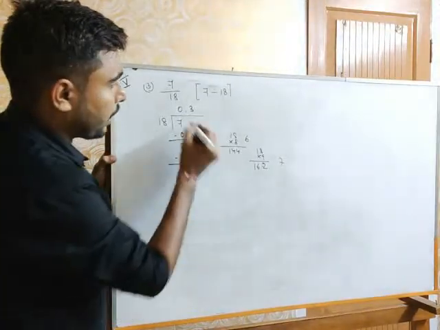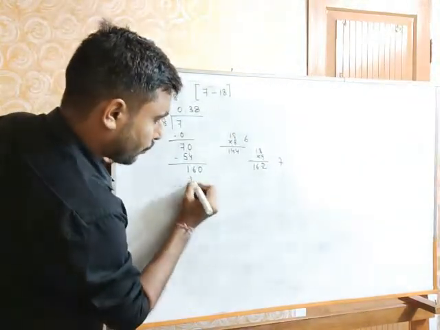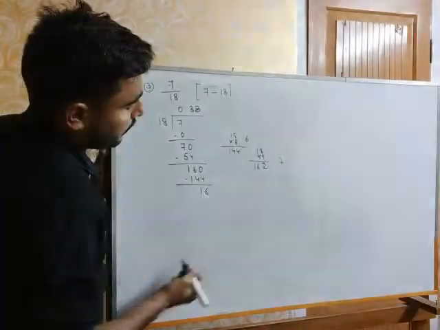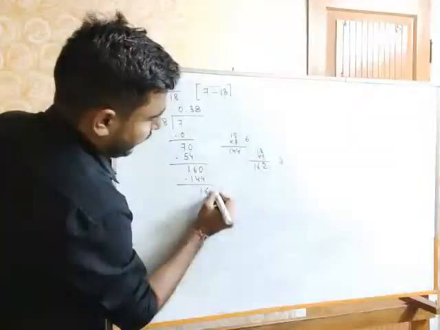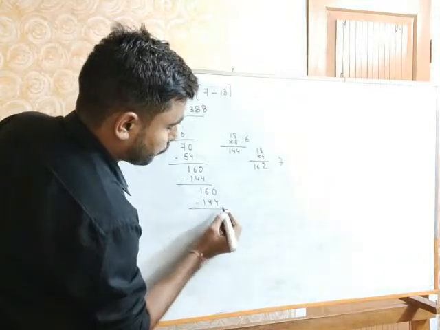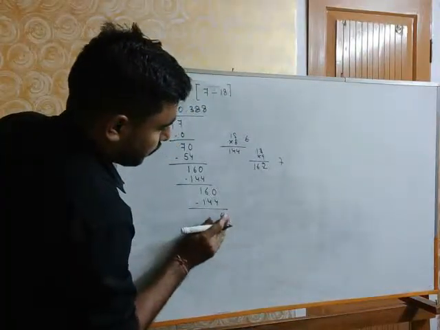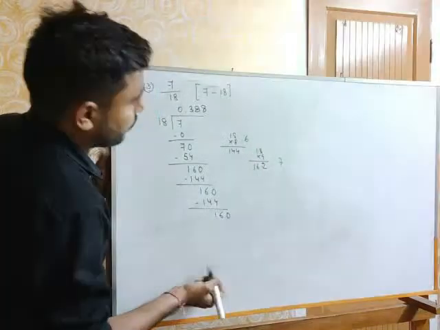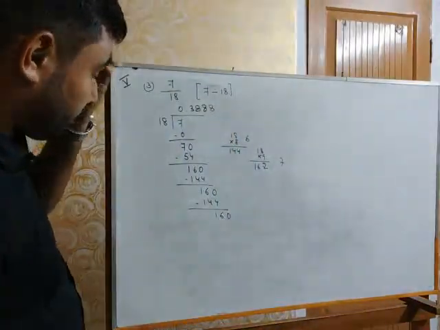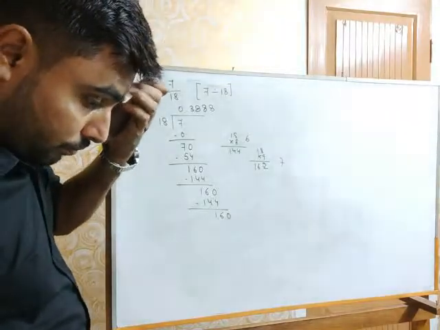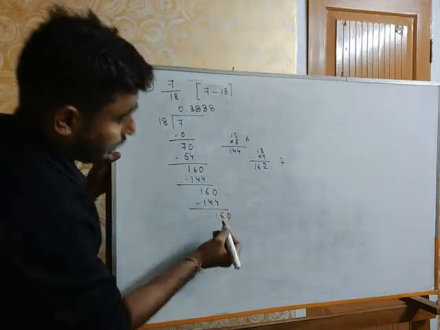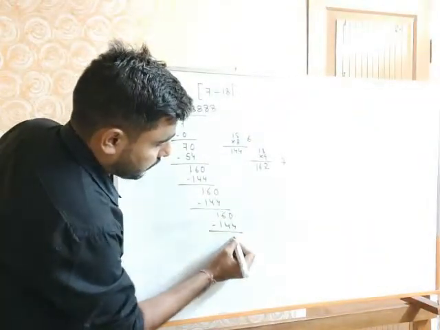So I have to take 8 times, which is 144. Remains 16, and again 160. Again in the table of 18, 8 times is 144. Again remains 16. Again 0 is taken, 8 times. It will be 144 and remains 16.